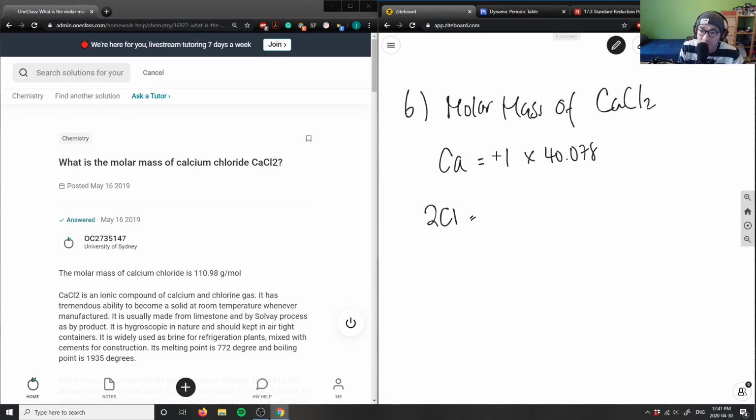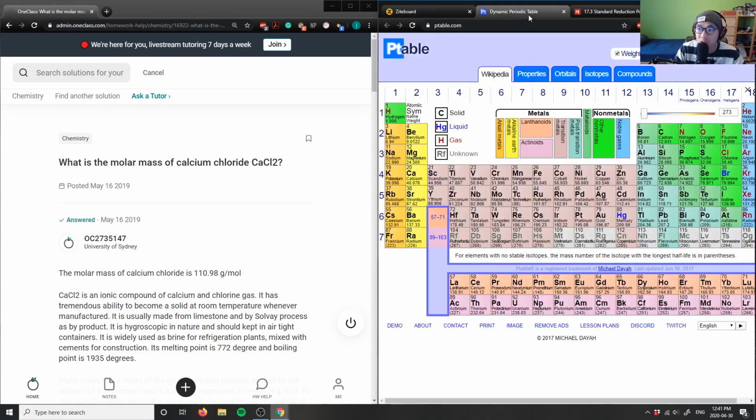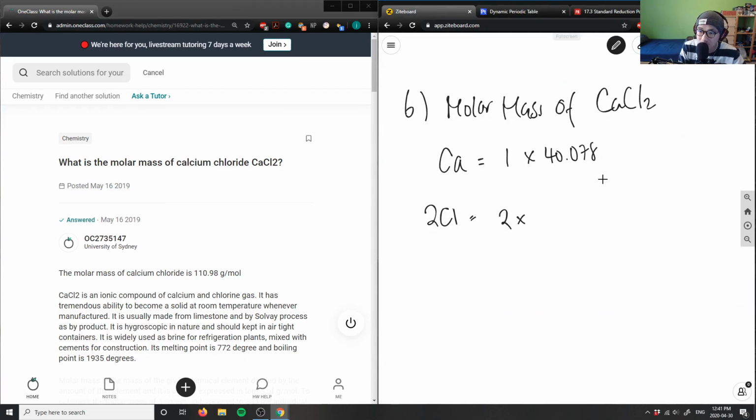And chlorines, I have two chlorines here, and each chlorine possesses a molar mass here of 35.45, right? Chlorine belongs in group 17 here. So if I multiply that, I would get 40.078 plus 2 times 35.45, which gives me a value of 70.9 here. I add both of these numbers up to give me my total molar mass of calcium chloride.